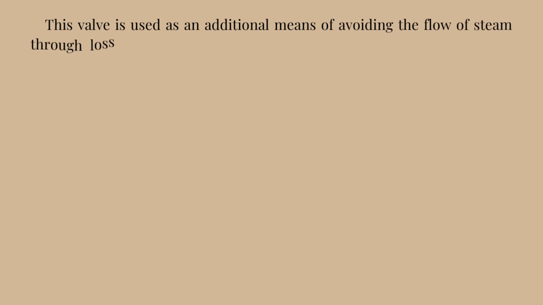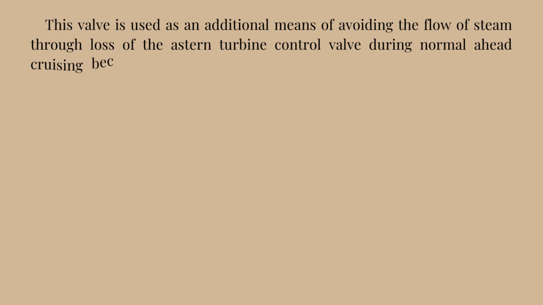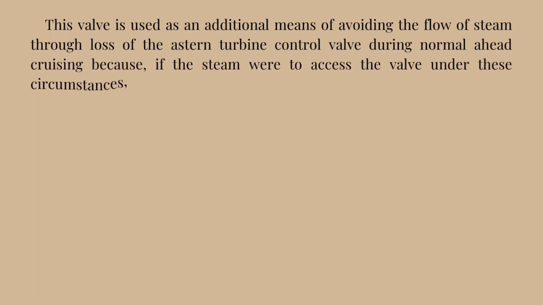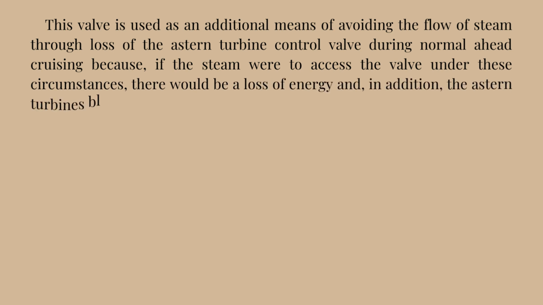This valve is used as an additional means of avoiding the flow of steam through loss of the astern turbine control valve during normal ahead cruising because, if the steam were to access the valve under these circumstances, there would be a loss of energy and, in addition, the astern turbine's blades would be eroded.